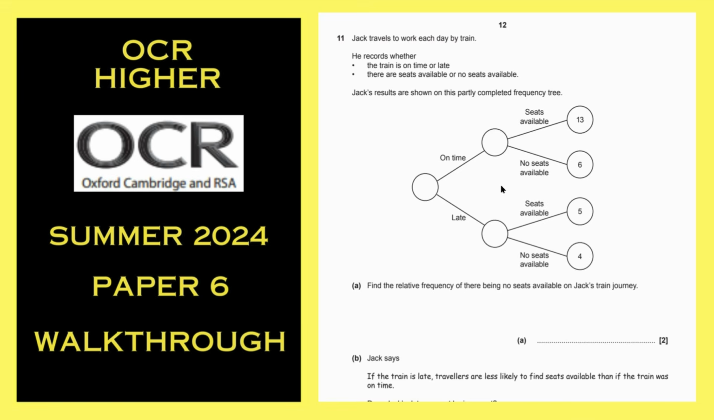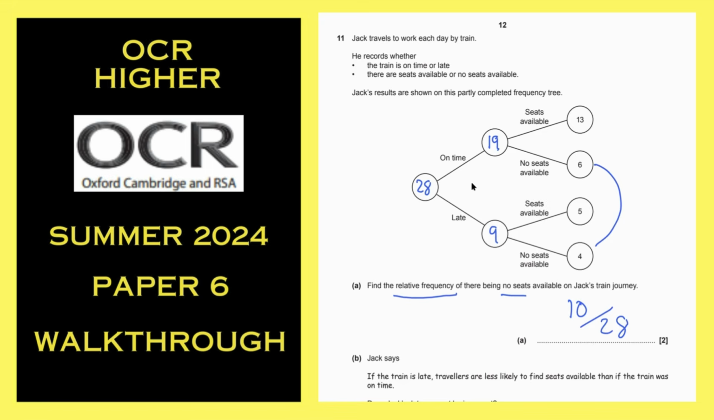Number 13. I don't bother reading that question. It's a frequency tree. I map it back. 13 plus 6 means 19 were on time. 5 plus 4, 9 were late. And add them together means 28 things in total. Find the relative frequency. If you're not sure about that, it just means fraction. It basically means probability, but just in a context. No seats. That's 6 plus 4, 10 out of the 28 journeys.